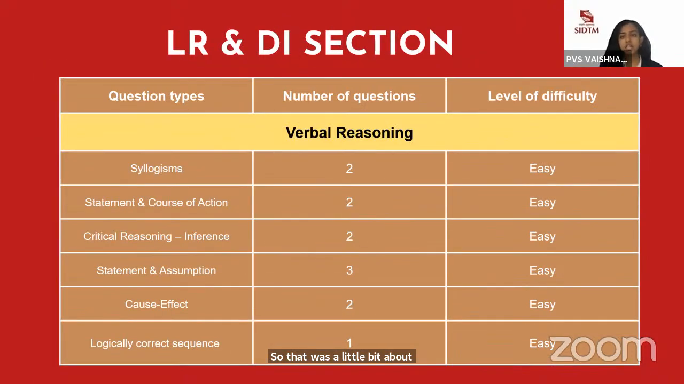In the LRDI section, there were about 25 questions, and similar to last year, the difficulty level of this section was moderate. Out of the 25 questions that were given, about 12 questions were from verbal reasoning, and they were all in the easier zone. About 16 to 18 questions could be considered a good attempt for this.